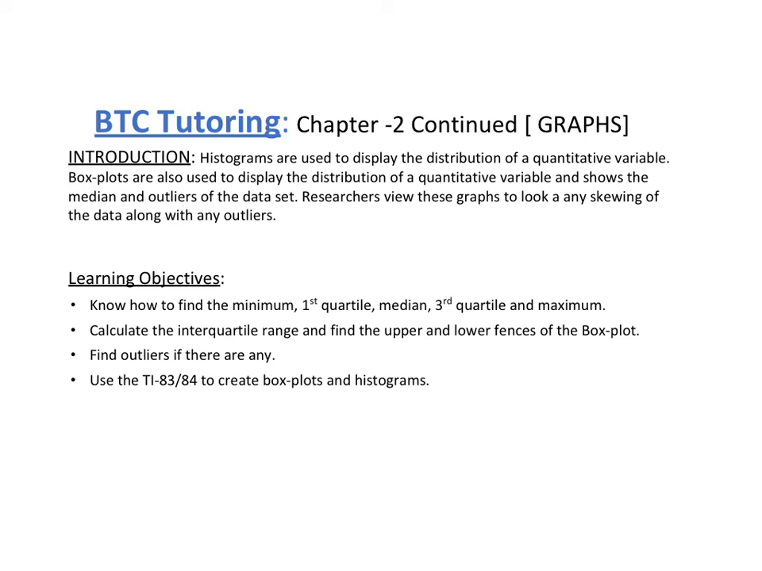Our learning objectives in this section are to know how to find the minimum value, the first quartile, the median, the third quartile, and the maximum value. We're going to calculate the interquartile range and find the upper and lower fences of the box plot and find out if there are any outliers. We're going to use the TI-83 and 84 to create box plots and histograms.